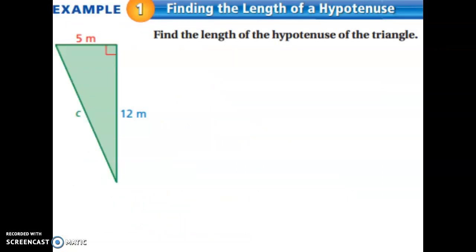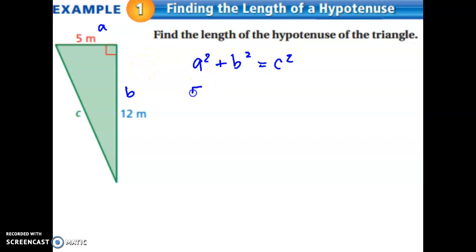Example 1. Finding the length of a hypotenuse. Find the length of the hypotenuse of the triangle. So we're going to start by writing down our Pythagorean theorem. So that's a squared plus b squared equals c squared. I'm going to make this a and this b. And if you chose to do the 12 as a and then the 5 as b, that's fine. You're still going to come out with the same result.